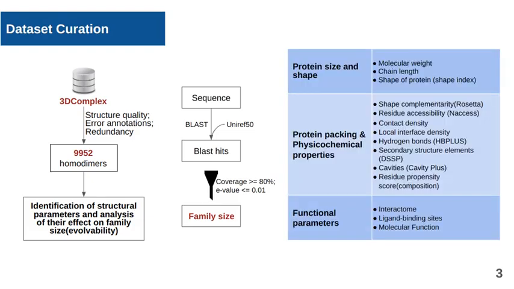So far, we have identified properties relating to protein size and shape, protein compactness, and physicochemical properties, as well as its functional parameters. Some of the properties, such as molecular weight and chain length, are indicative of protein size and shape. Other properties, such as residue accessibility, contact density, the extent of intra-subunit non-covalent bonding, as well as the organization of amino acids into secondary structured elements, are indicative of compactness as well as other physicochemical properties. We also aim to look into functional parameters such as the interactome size, ligand binding sites, and their molecular function.